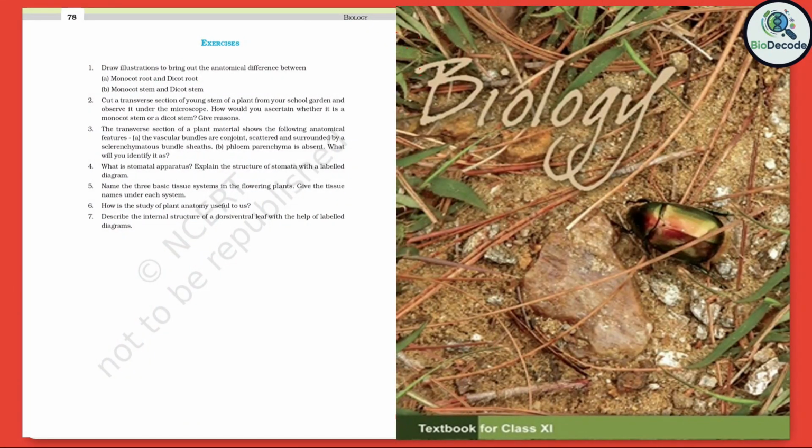You've just finished listening to Chapter 6, Anatomy of Flowering Plants from NCERT Class 11 Biology, here on BioDecode. I hope this audio helped you clearly understand how the internal organization of tissues, from the epidermal layer to vascular bundles, defines the structure and function of roots, stems, and leaves. We also explored the differences between monocotyledonous and dicotyledonous plants, the three main tissue systems, and the remarkable adaptations that allow plants to thrive in diverse environments.